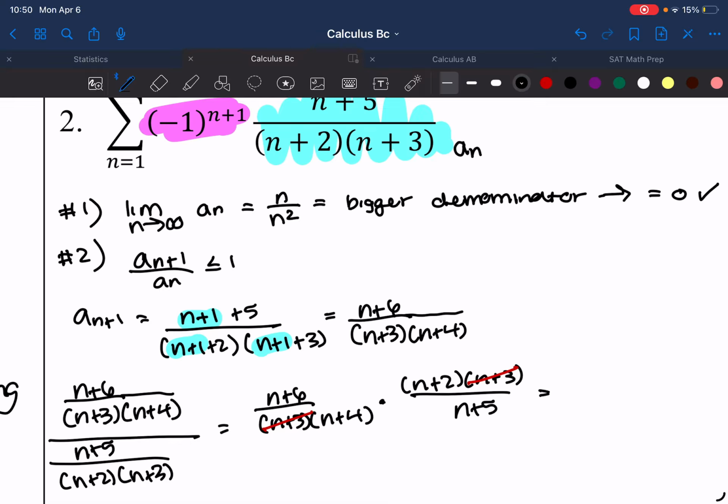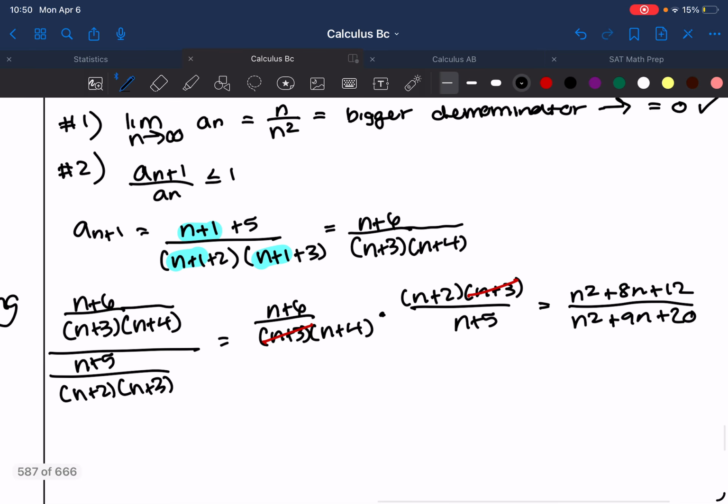So we have n plus 6 times n plus 2. So if we FOIL that, we get n squared plus 8n plus 12. And then on the bottom, if we FOIL n plus 4 and n plus 5, we get n squared plus 9n plus 20. And remember, we're trying to see if this is less than or equal to 1. And so we can continue this by manipulating that denominator. So we have n squared plus 8n plus 12. And let's say we manipulate n squared plus 9n plus 20 to give us the numerator.